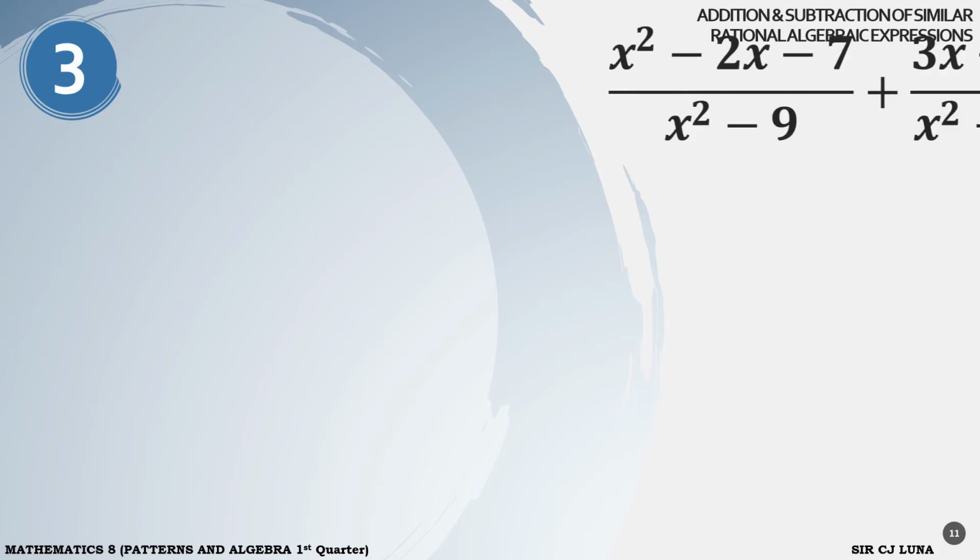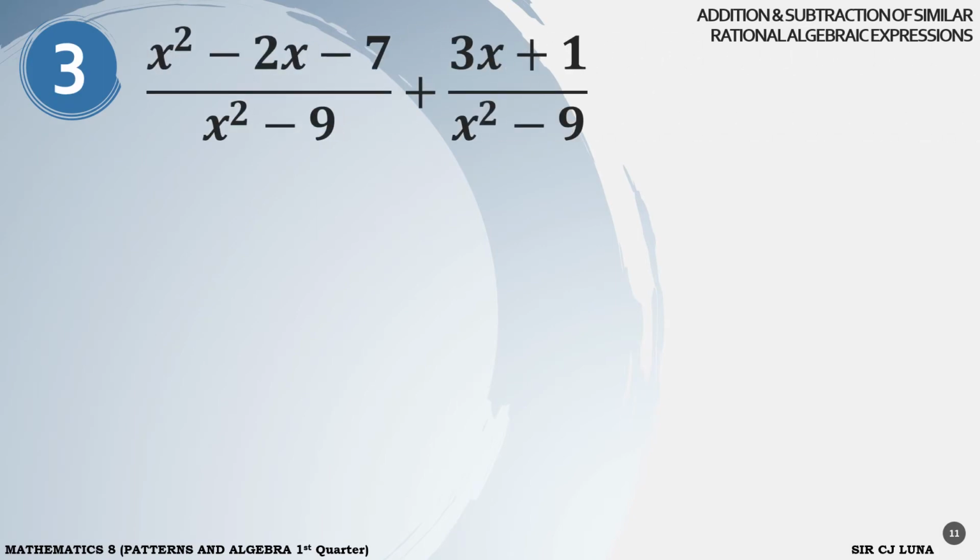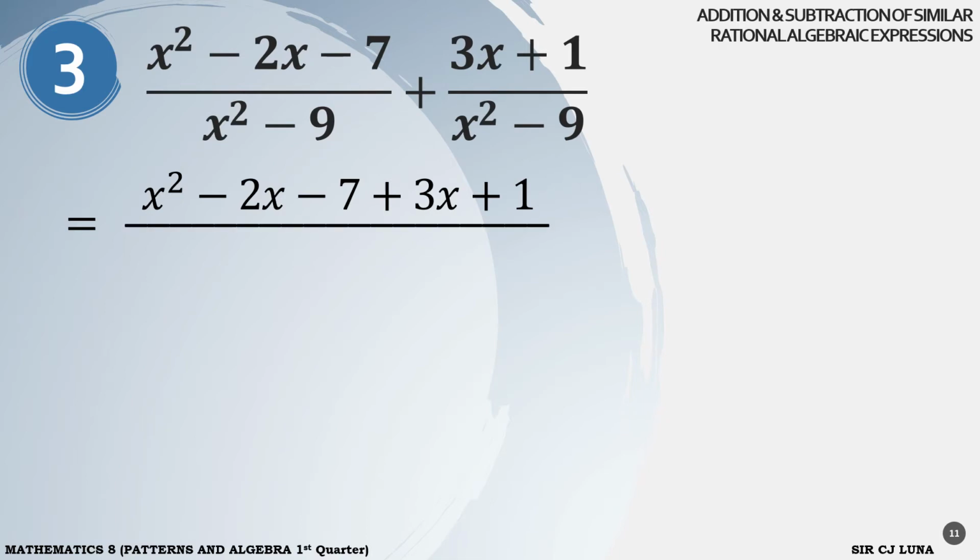Example number 3. x squared minus 2x minus 7 all over x squared minus 9 plus 3x plus 1 all over x squared minus 9. Again, these are similar rational expressions. So what we will do is combine the numerators first. We have x squared minus 2x minus 7 plus 3x plus 1. And then just copy their common denominator.